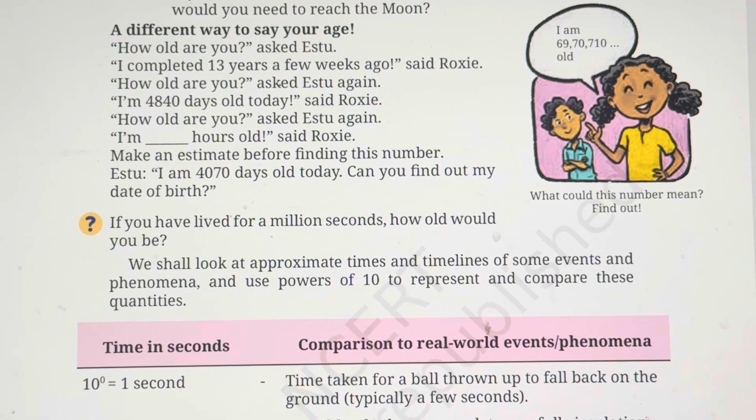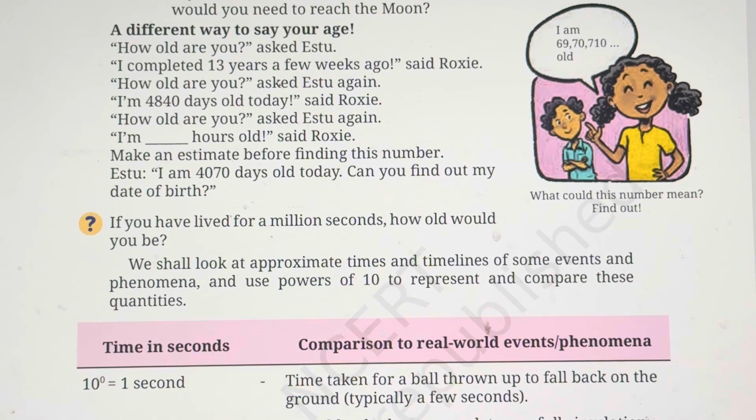So we are going to see a different way to say your age, right? Normally we say that I'm these many years old and all. Let us see the scenario over here. So Istu is asking, how old are you? So Roxy says, I completed 13 years a few weeks ago.